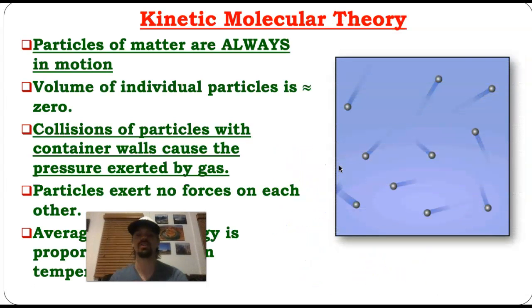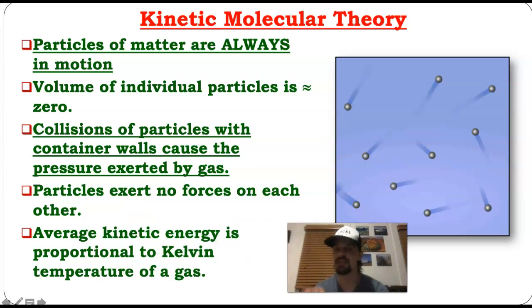We should also be able to explain the kinetic molecular theory. This describes the motion of molecules and the fact that they're always in motion. The individual particles are so small that I can ignore the size of the particles anyway. Now they actually have some volume, but at this level in chemistry you can essentially ignore them. What causes pressure? Collisions. They run into each other, they run into the walls of the container, and that's what causes pressure. They exert no forces on each other.